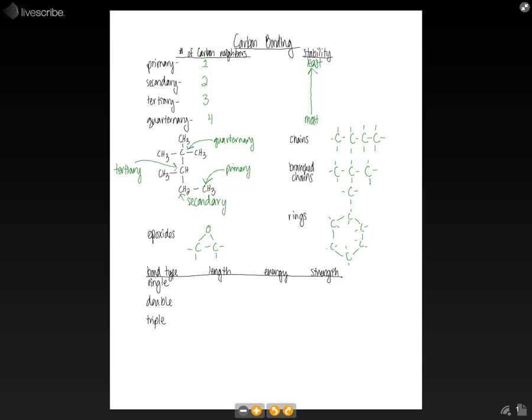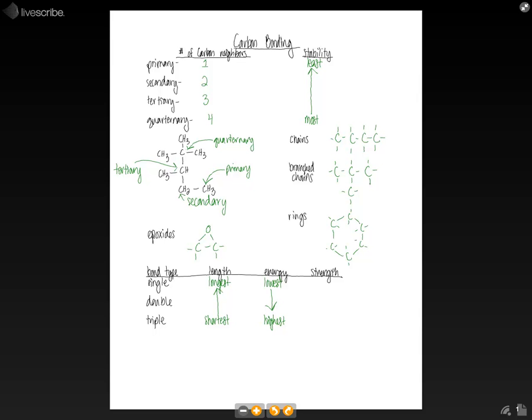And so now, finally, if we look at the different types of bonds, we can have single, double, and triple bonds. And if we compare them lengthwise, a triple bond is the shortest of these 3. And a single bond is the longest. And obviously a double bond is in between the 2. And as far as energy, a single bond has the lowest amount of energy, and a triple bond has the highest amount of energy present.